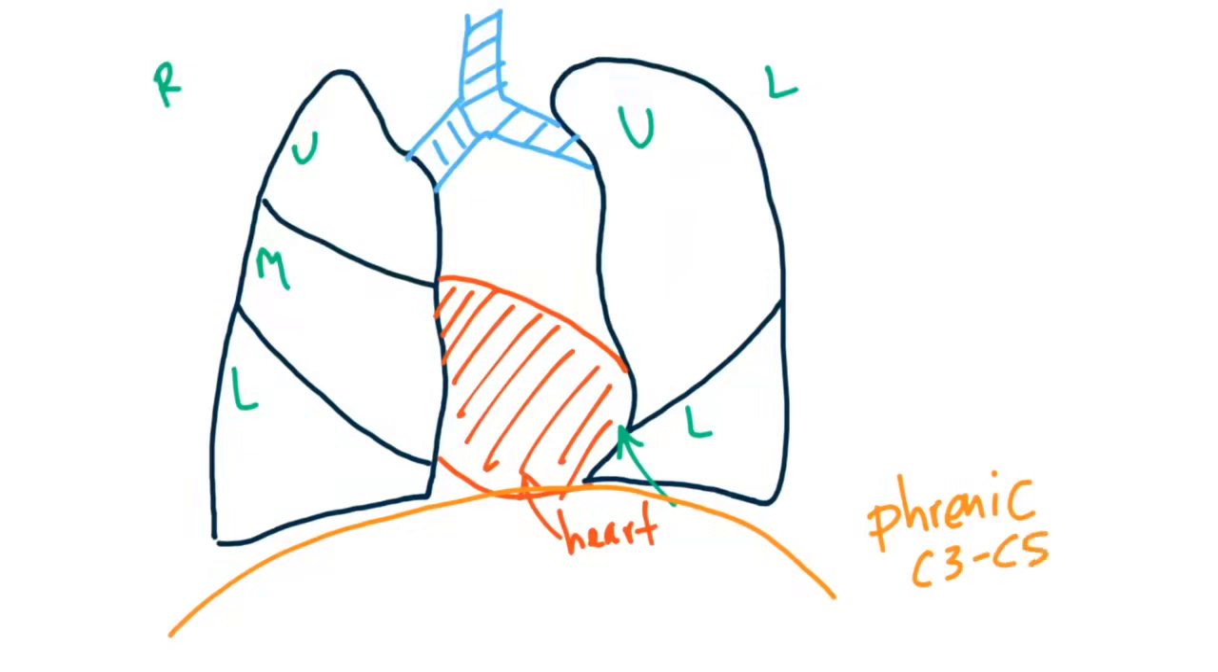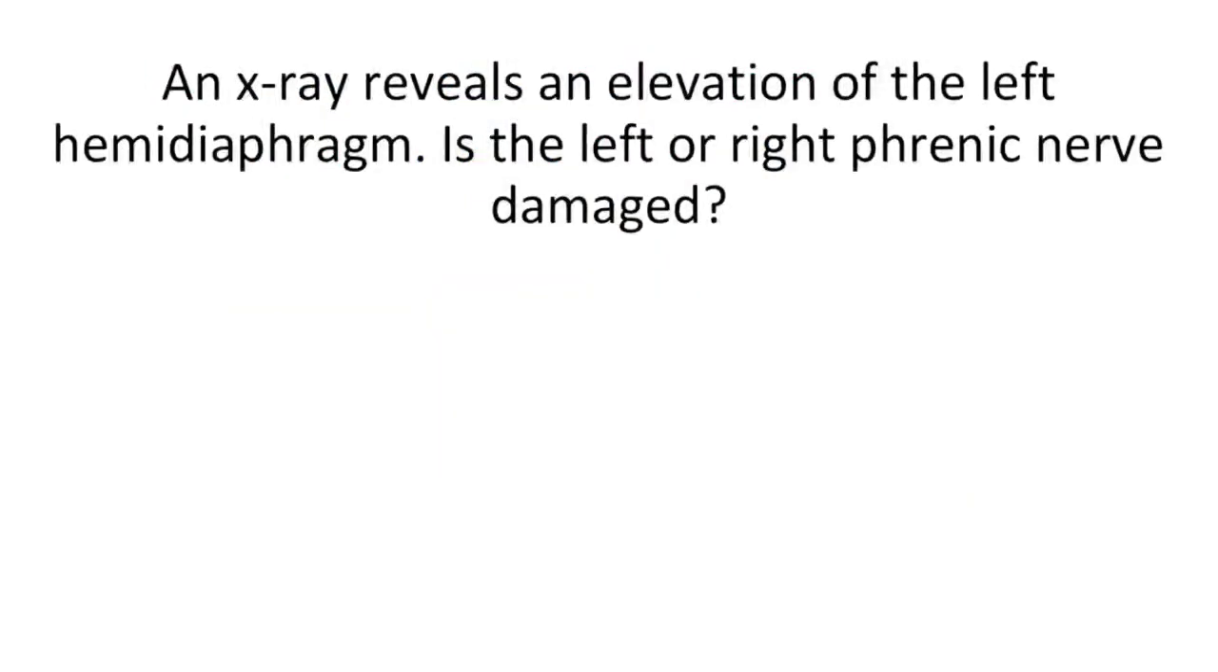Okay, let's do a quick example. An X-ray reveals an elevation of the left hemidiaphragm. Is the left or right phrenic nerve damaged? Recall that the diaphragm has a right portion called the right hemidiaphragm, like this. It also has a left portion called the left hemidiaphragm, like that.